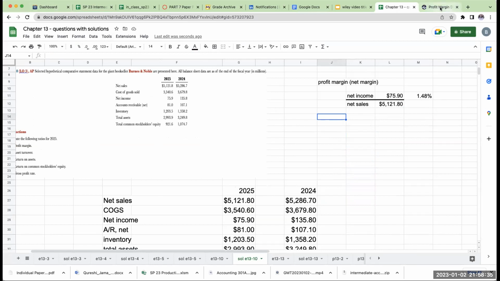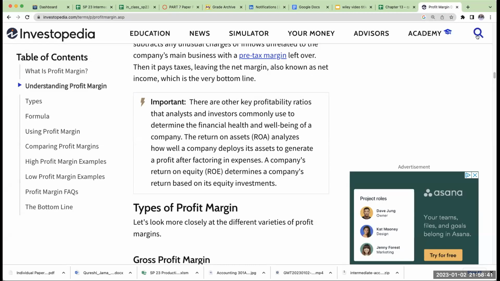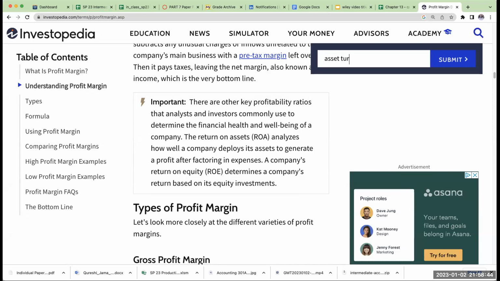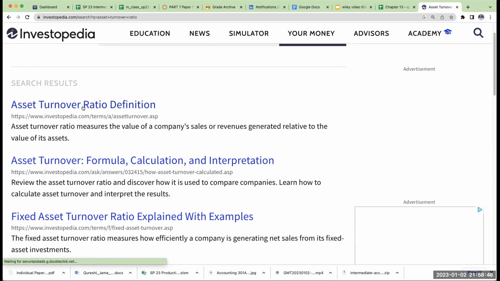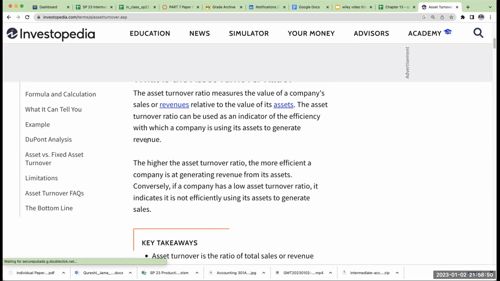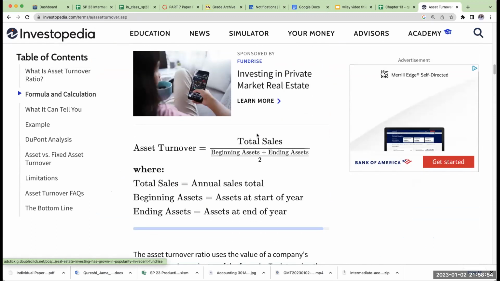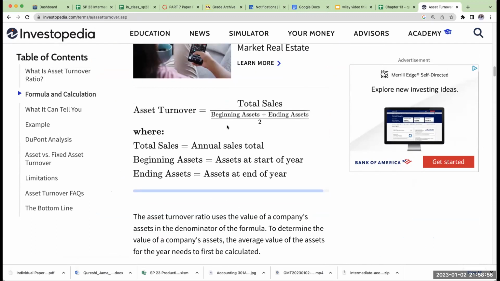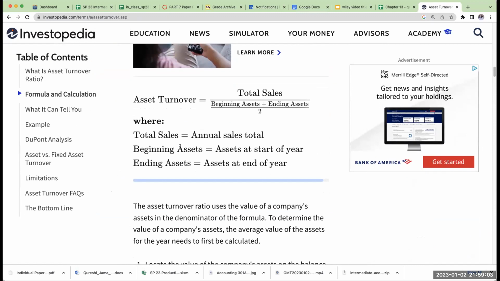Okay. Next one it's asking us to do is the asset turnover ratio. So let's stay with Investopedia. Okay, so asset turnover ratio definition. So this is defined as total sales divided by beginning assets plus ending assets divided by 2. And that's basically your average total assets.